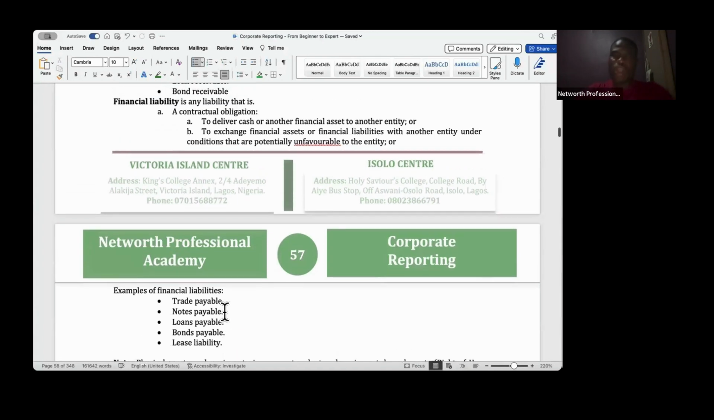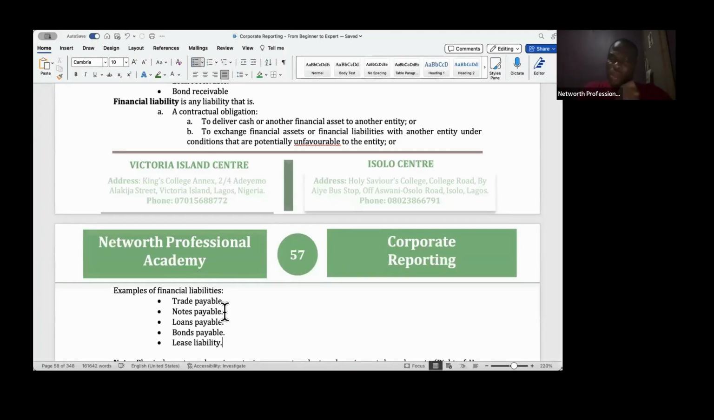Now, when it comes to obligation to deliver cash, you have to be very careful. To deliver cash is extremely important, because it has to be cash you are delivering, nothing else. So if, for example, you give me 5 million to buy a car, and I told you that you are going to get it in the next 6 months, but you are giving me the money because you know that that is what I do as my primary business. I sell cars.